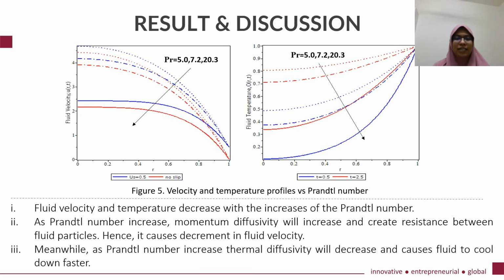Next is figure 5. It shows the impacts of the Prandtl number on the velocity and temperature profiles. As we can see here, fluid velocity and temperature decrease with the increase of the Prandtl number. As the Prandtl number increases, momentum diffusivity will increase and create resistance between fluid particles. Hence, it causes a decrement in fluid velocity. Meanwhile, as the Prandtl number increases, thermal diffusivity will decrease and can cause the fluid to cool down faster.